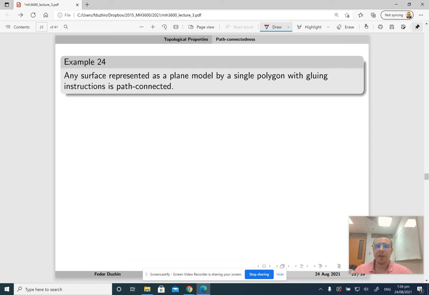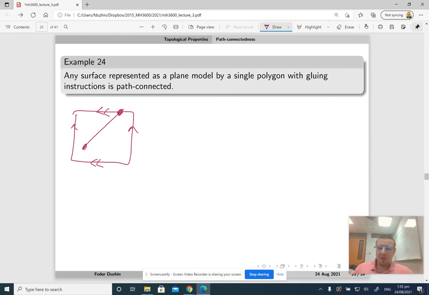So here is how we can apply it. Any surface represented as a plane model is path connected. We can either see it directly, like if you have, say, a torus. It doesn't matter which plane model. If you take any 2 points, one point, another point, you can join them by a path.